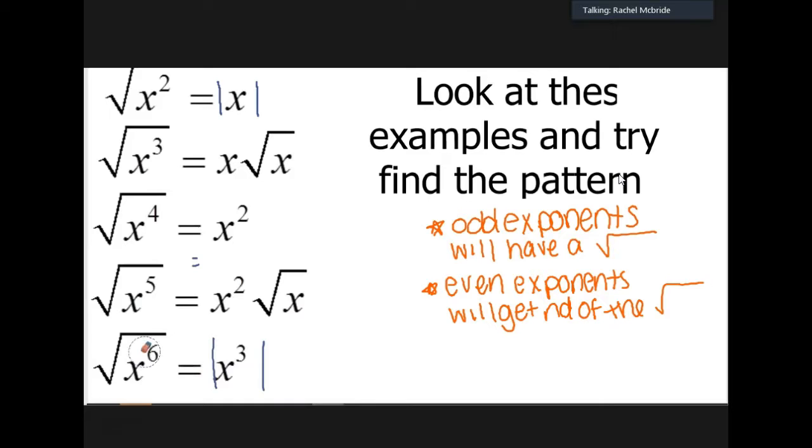X to the 6th: 6 divided by 2 is 3, so you take the even, divide it by 2, you get 3. When you take an even number and you divide it by 2, and that number becomes odd, then you need absolute values. So again, if you look at these in general, if you have an odd exponent, you have a square root. Even exponents will get rid of the square root. So just something to write down, put on the side, give yourself as a mini note.